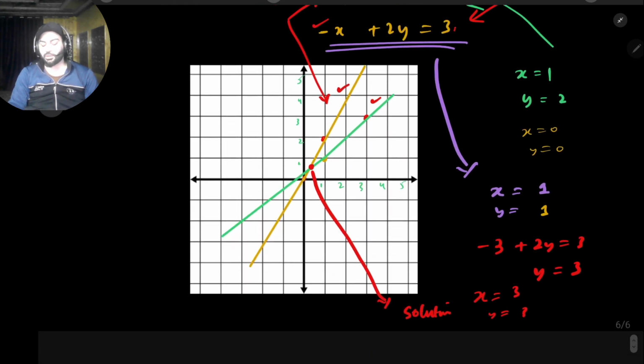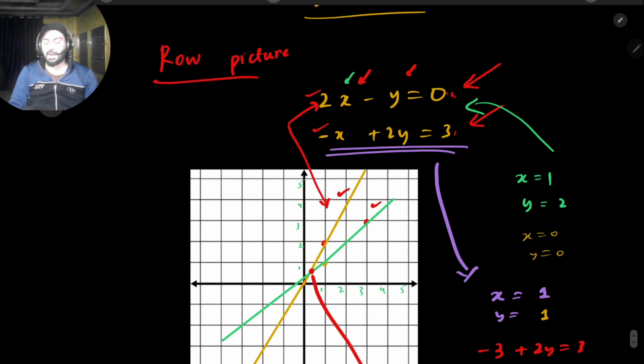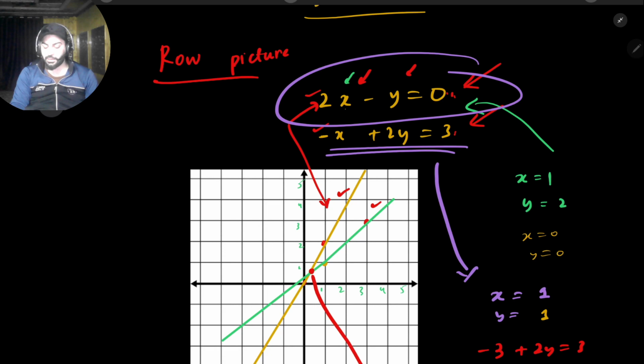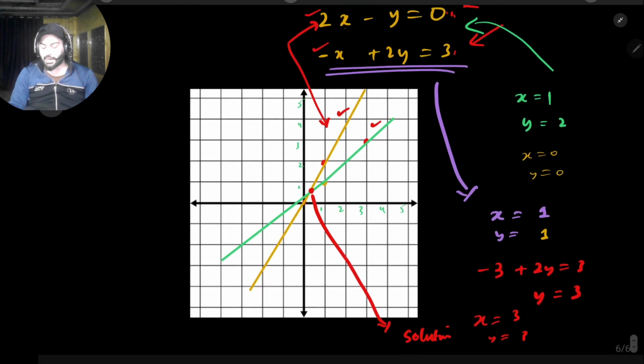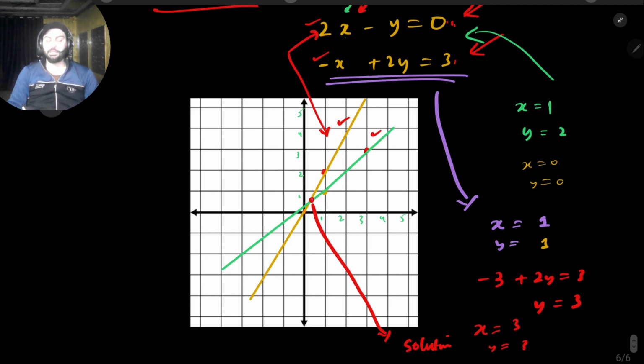So we can draw that graphically, which I call a row picture. I took one row at a time. I took the whole of the first row, and then I took the second equation. So I have plotted them. I saw the point at which they meet. So I call this the solution of these two equations, or the solution of these two lines.